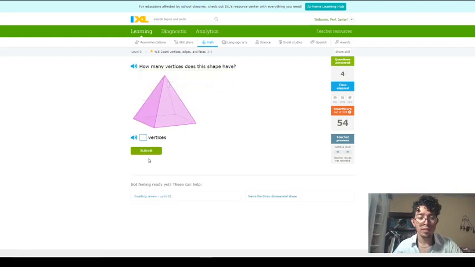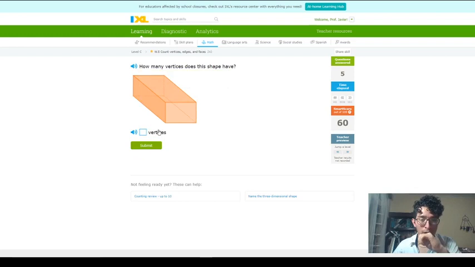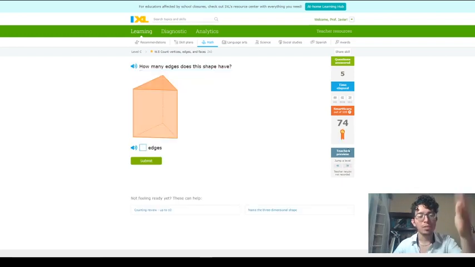We only are missing edges. This one, how many vertices? Let's count. 1 at the top, 2, 3, 4, and 5. It has 5 vertices. Vertices again. I want edges. I can show you. Oh, this one has edges.